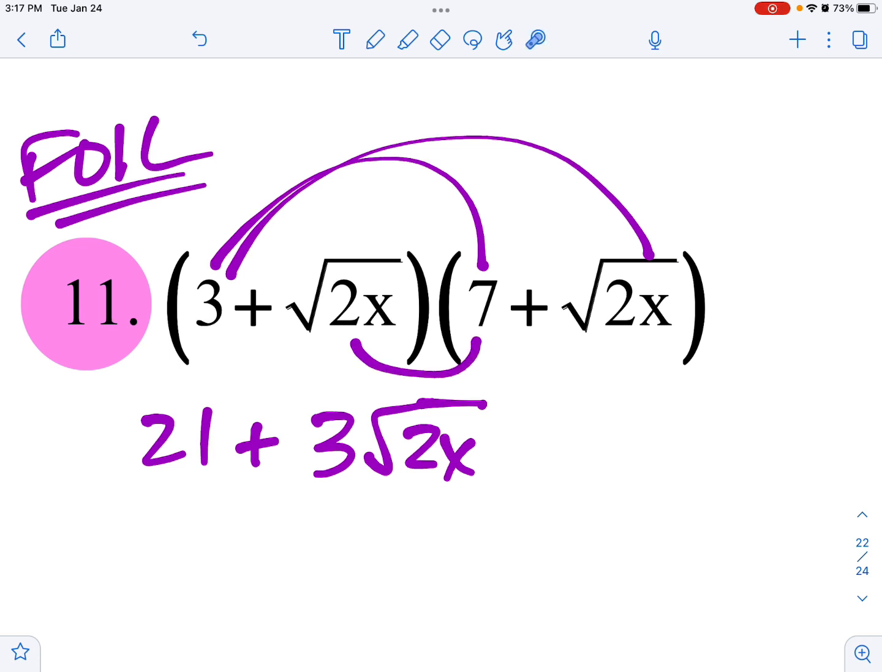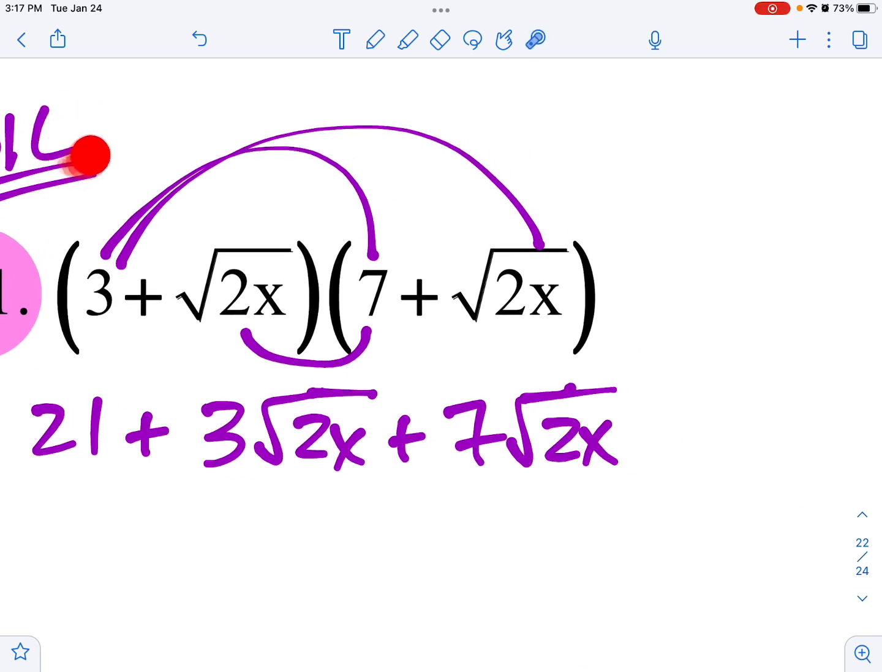And this is just like the one that we just did. So the 7 is on the outside and the 2x is on the inside, so this 7 is just going to get written right here. So it's positive 7 root 2x. And now the L in FOIL stands for last.